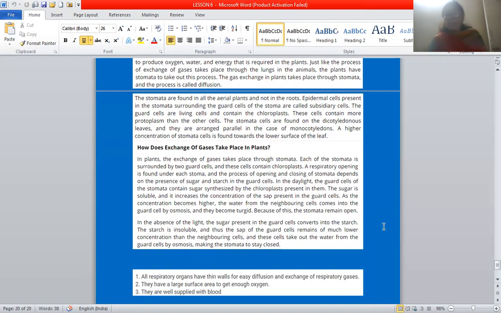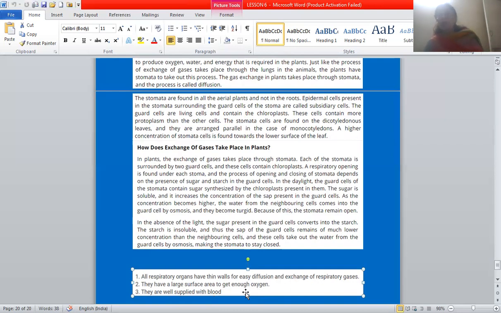Now, all the respiratory organs have some common features. All respiratory organs have thin walls for easy diffusion and exchange of respiratory gases. The second is that they have a large surface area to get enough oxygen. All respiratory surfaces have large surface areas.